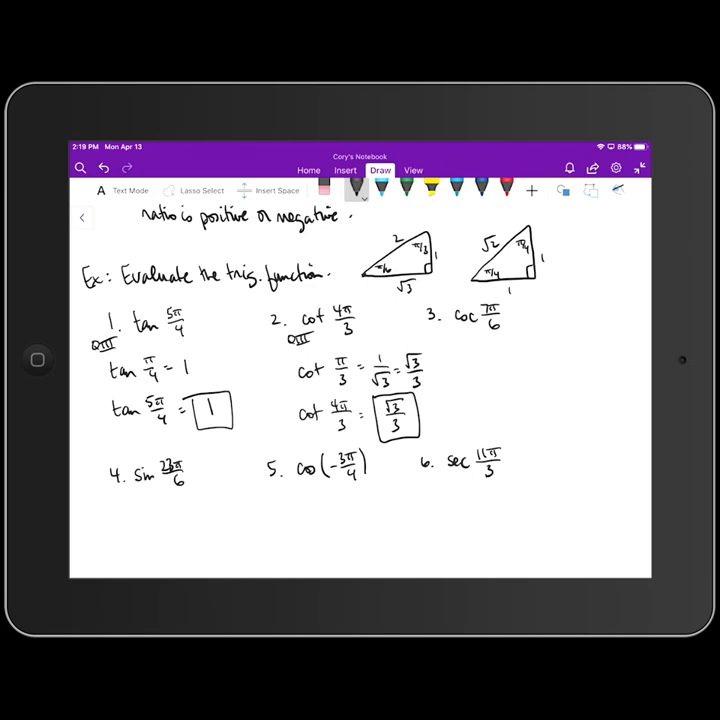Okay, let's go ahead and try problems 3 through 6. So cosecant of 7 pi over 6, again, 7 pi over 6 is between 0 and 2 pi, so we're good. We determine the reference angle next, which is pi over 6. We know that 7 pi over 6 is pi plus the reference angle. So again, that angle lies in quadrant 3.